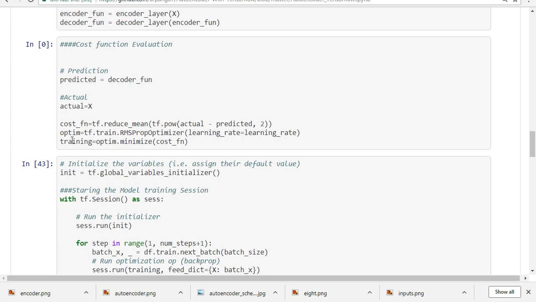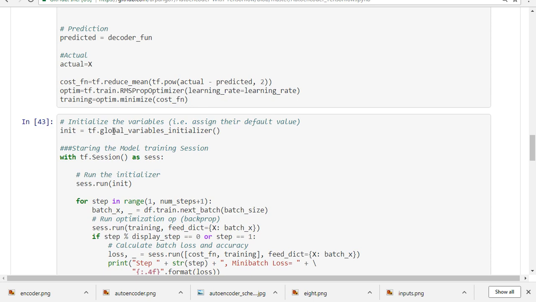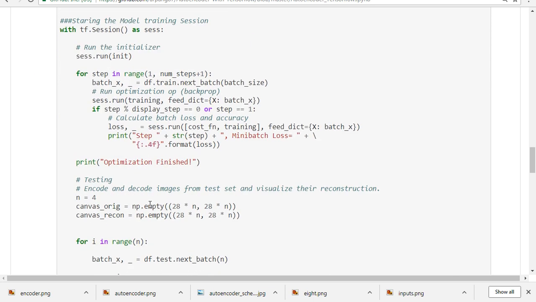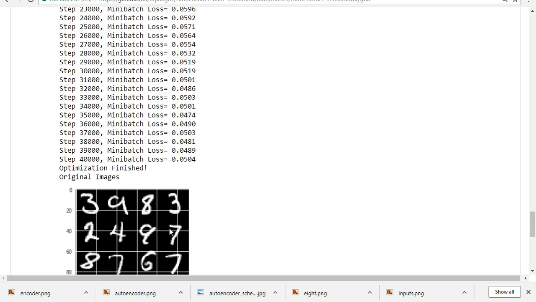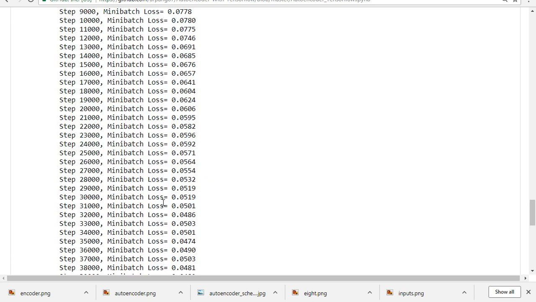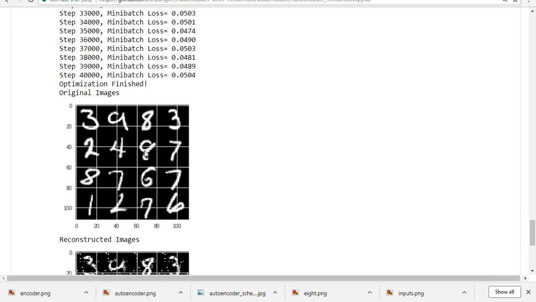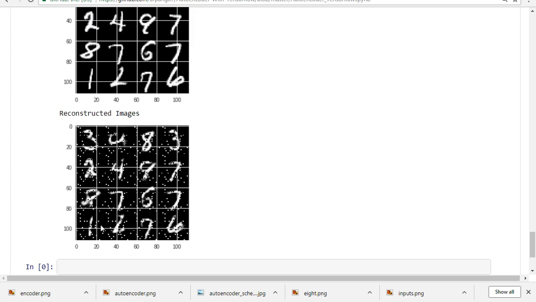Now this is what we need, the cost function and the training. So we are initializing all the variables with tf.global_variables_initializer, and now you just write the simple code for getting this loss at each step. And what you get at the end is, these are the real images and these are the compressed state images.